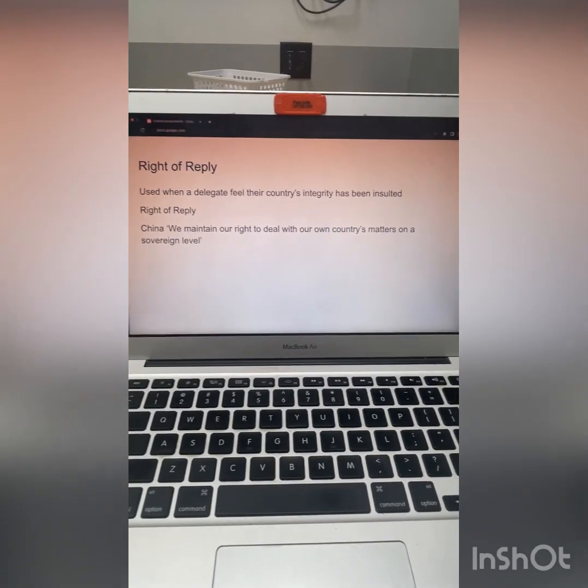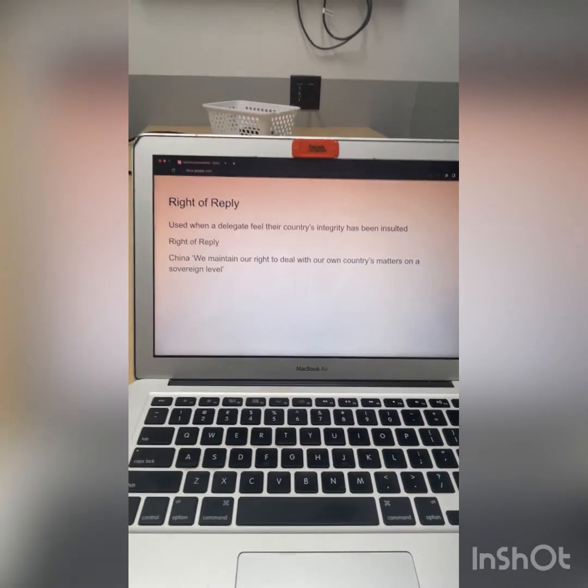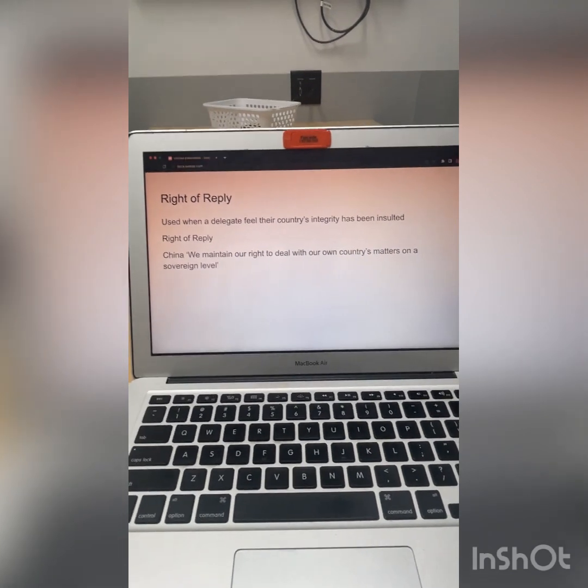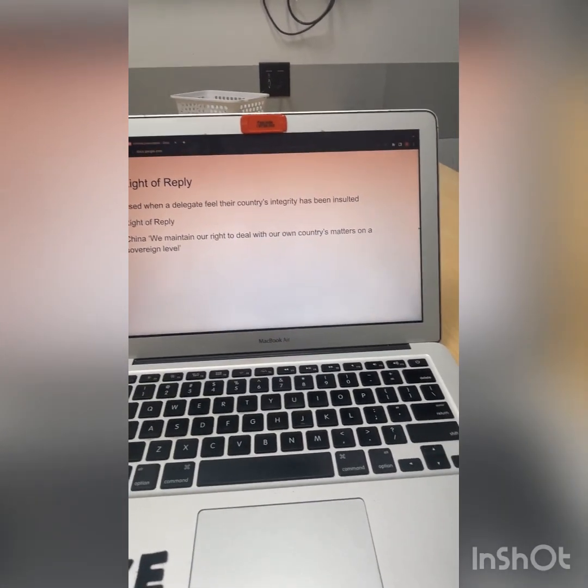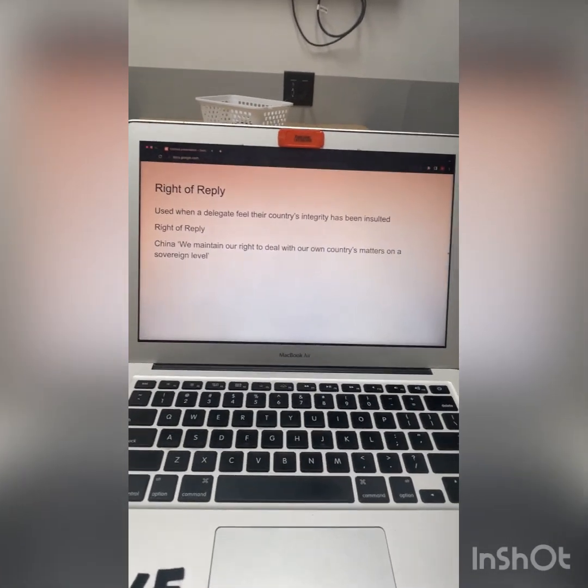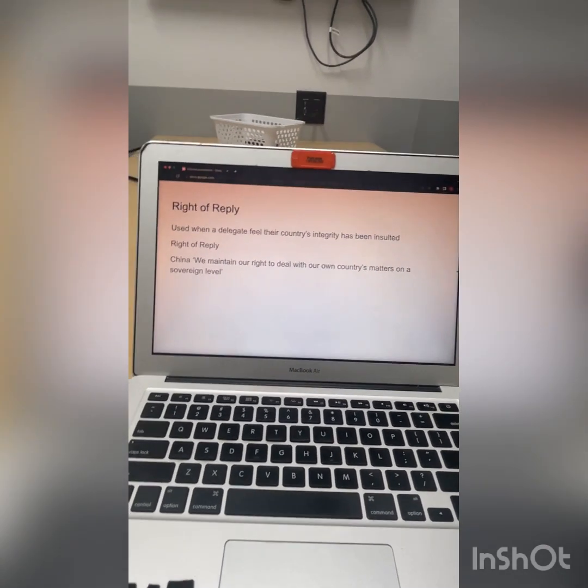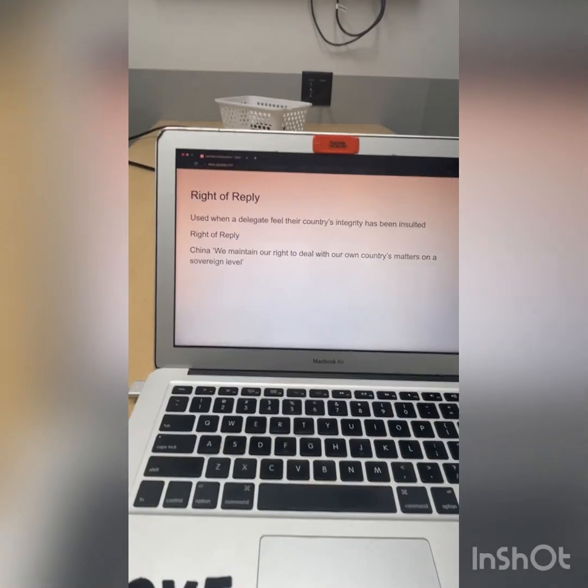They can have their own reply because they may directly say the name China, and that is when they can use the right of reply. If they just say it in general and it's not hinting towards the country, obviously, then it's usually fine.